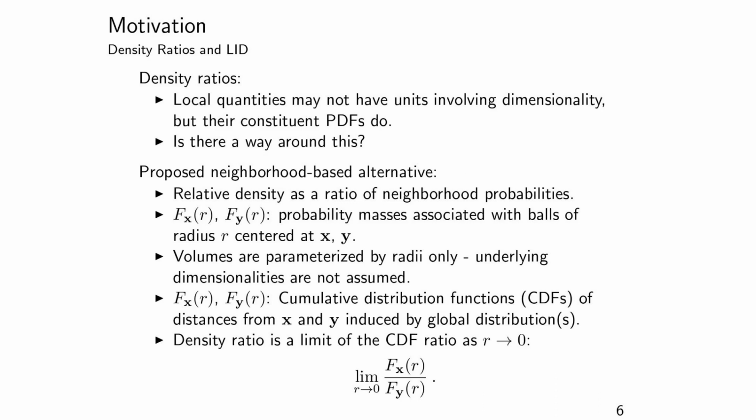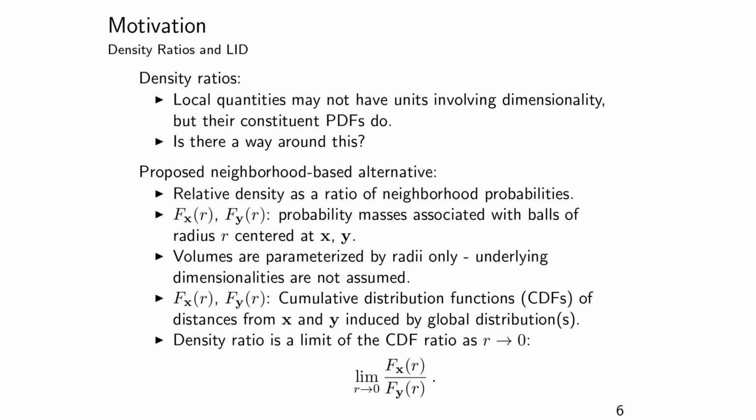And the volumes here in this case are spheres with respect to our distance measure centered at these points. Because we are parameterizing the volumes this way, the underlying dimensionality is not assumed. It's not explicitly there as part of the model. One way of looking at these functions, FXR and FYR, is as the cumulative distribution functions of distances from x and from y induced by whatever global distributions are generating the data for us.